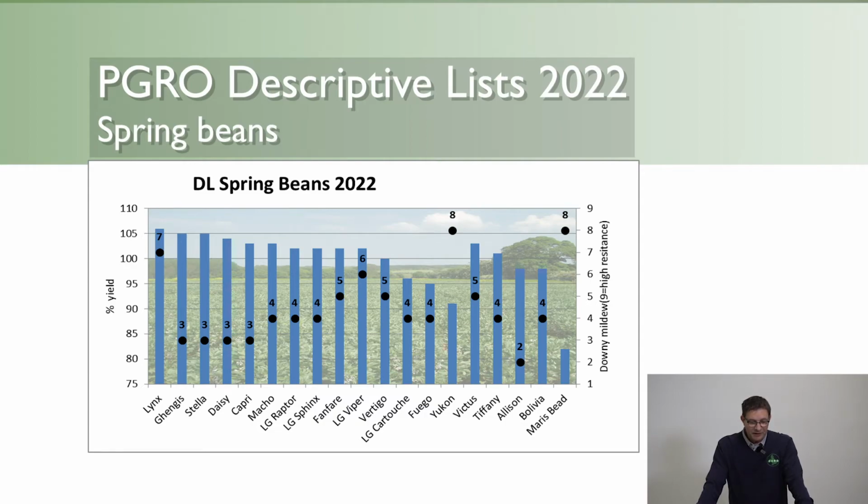Macho has the highest 1,000 seed weight at 688 grams. LG Cartouche continues to give high levels of protein at 29.1%, and consistently high levels. Yukon, whilst lower yielding, has early maturity. And I think some growers, particularly those growing in the north, into Scotland and the borders, I think the maturity advantage will be more important than having the highest yields.